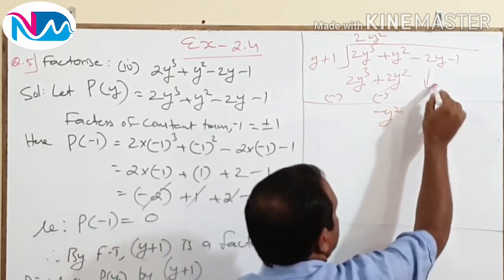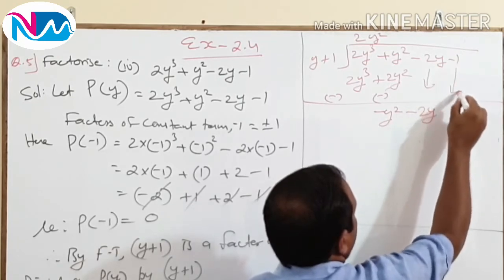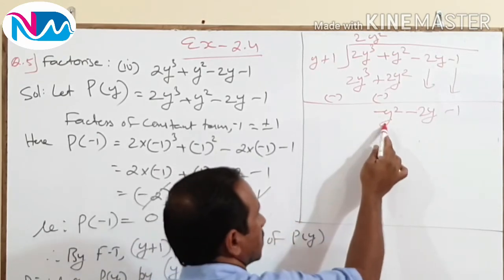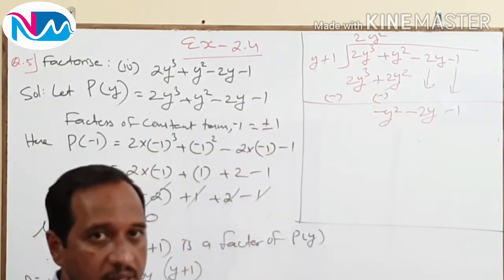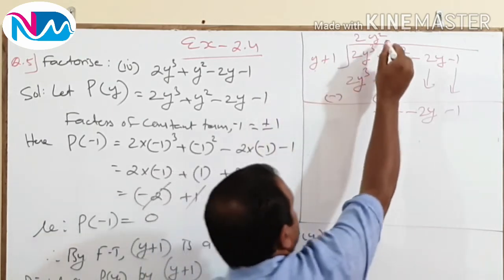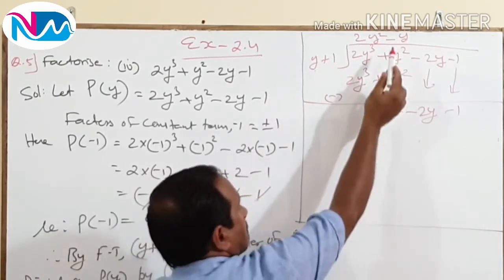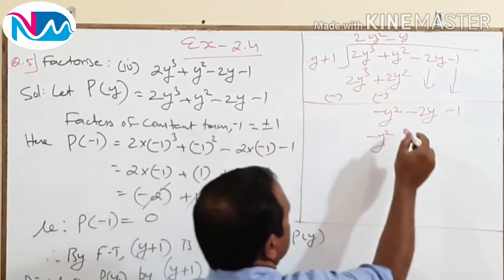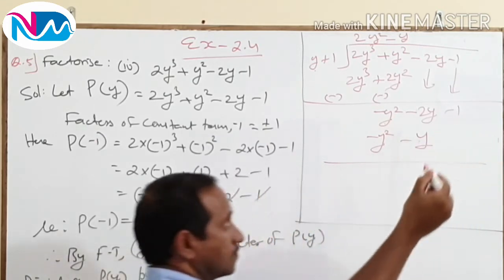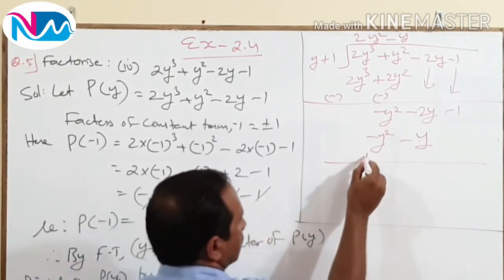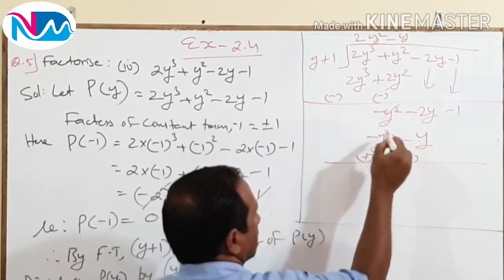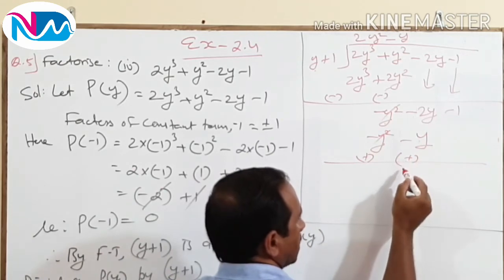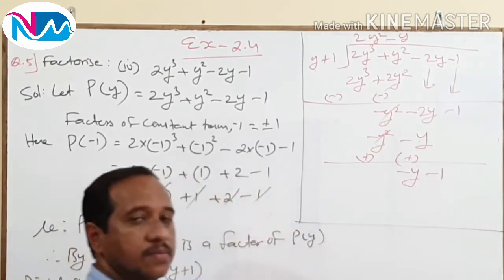Then I bring minus 2y down and minus 1 also down. Now the first term minus y square will be divided by y. Minus y square by y is minus y. Minus y into y is minus y square. Minus y into plus 1 is minus y. Again we subtract. This will be plus, this also will be plus. Minus y square plus y square will be 0. Minus 2y plus y is minus y, minus 1.